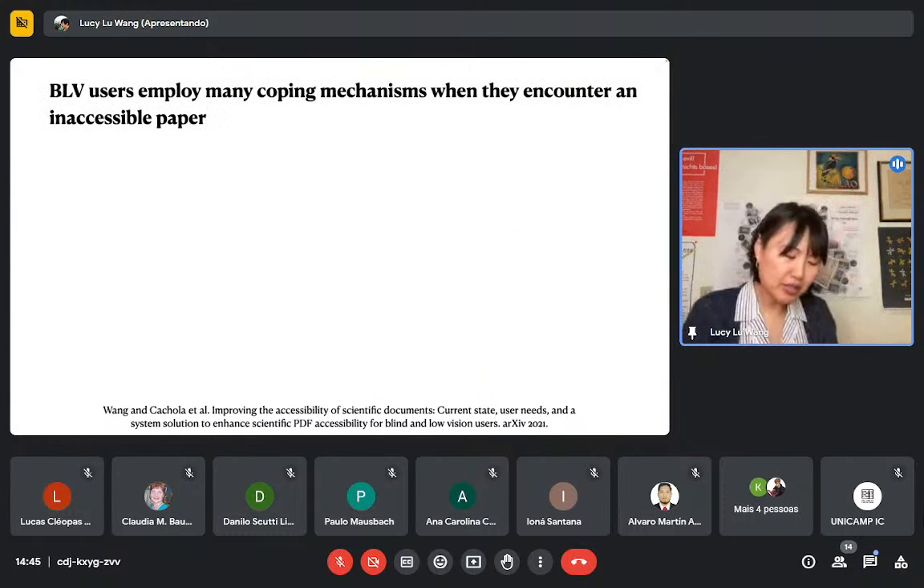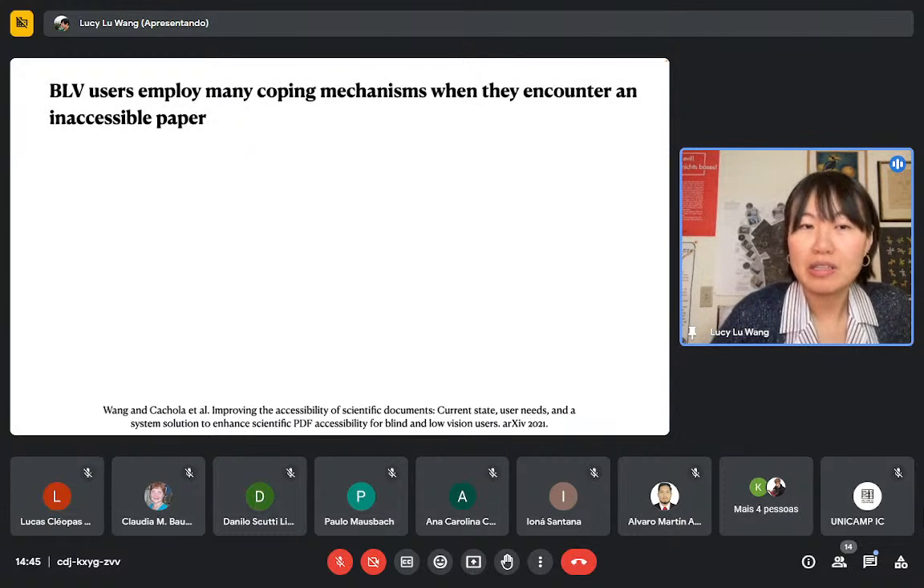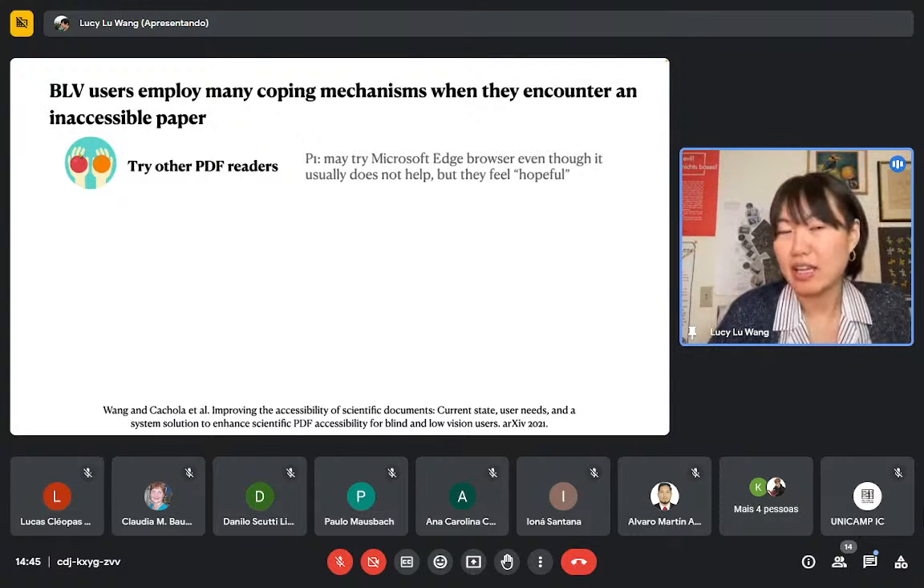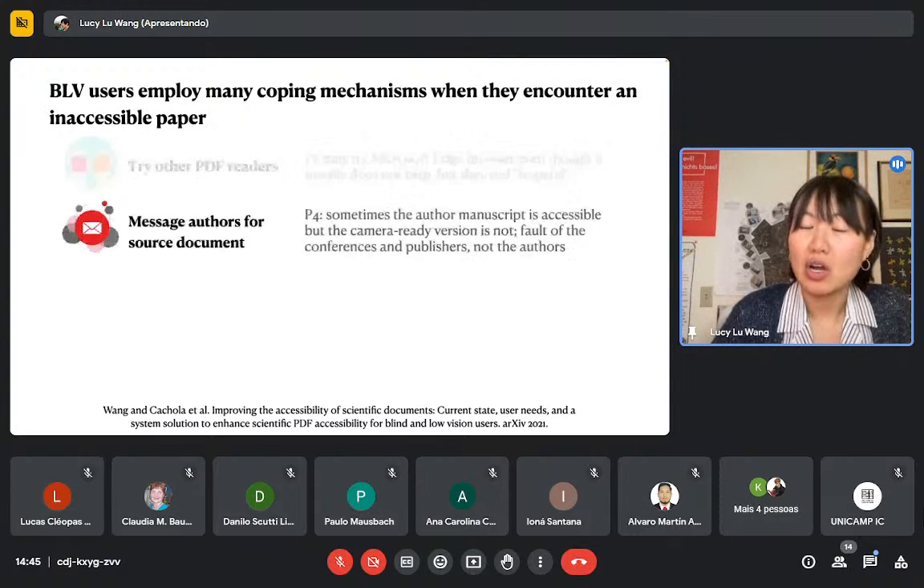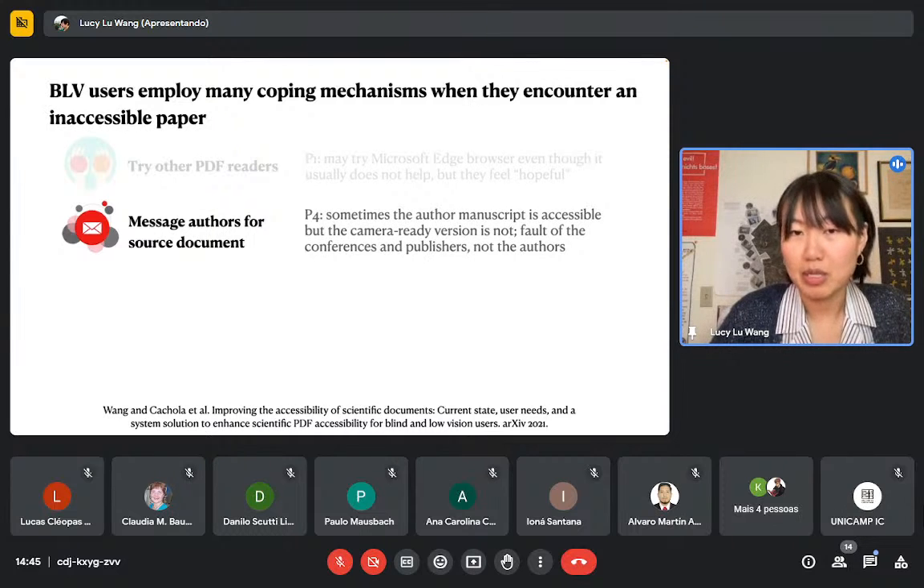So as part of the study, we also interviewed a number of blind and low vision scholars. So we found that among the scholars, this was a very well-known issue. Because of poor accessibility of scholarly documents, these BLV users, blind and low vision users, had to employ many coping mechanisms when they encounter an inaccessible paper. So for example, they might try other PDF readers in case they work better. They might message authors to try to gain access to a source document, for example, a LaTeX or Microsoft Word document that's more accessible than the PDF that's publicly available.